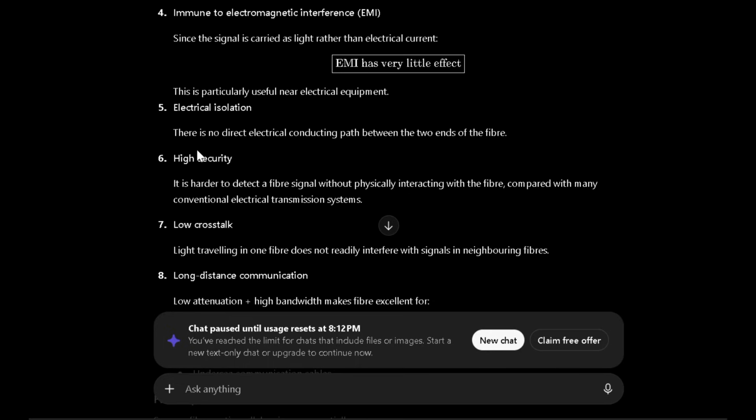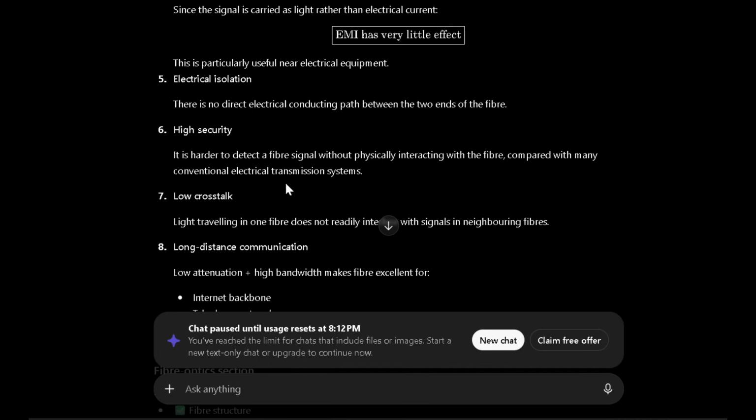Electrical isolation. There is no direct electrical conducting path between the two ends of the fiber. That's true. The output is taken by the photodetector.